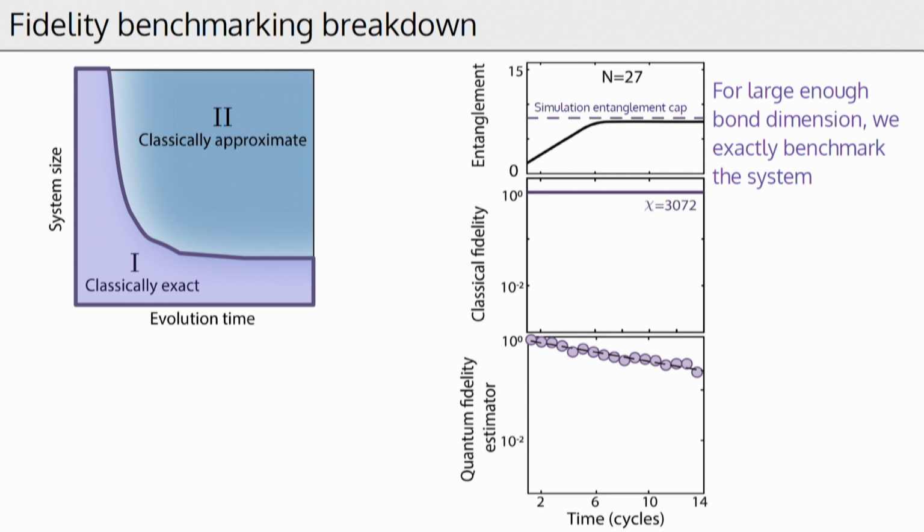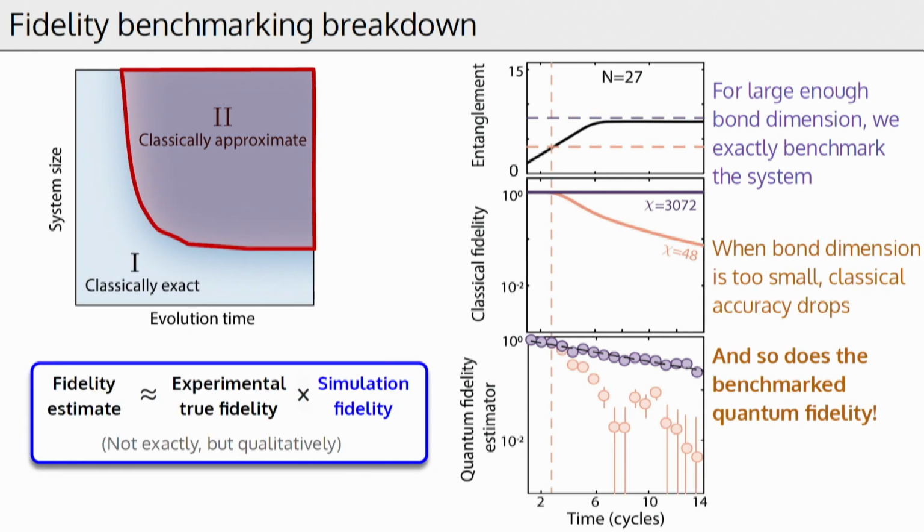That means the classical simulation fidelity, the accuracy, is always 1. And then we see some exponential decay of quantum fidelity because of errors. This changes if we now use a bond dimension which is too small in our classical simulation. Because now, after some certain point where the entanglement grows too large, the classical accuracy also drops, and at the same time, the benchmarked quantum fidelity also decays because what we're essentially looking at is like a cross-correlation that includes both the experimental fidelity that we care about and this classical fidelity that we really don't.